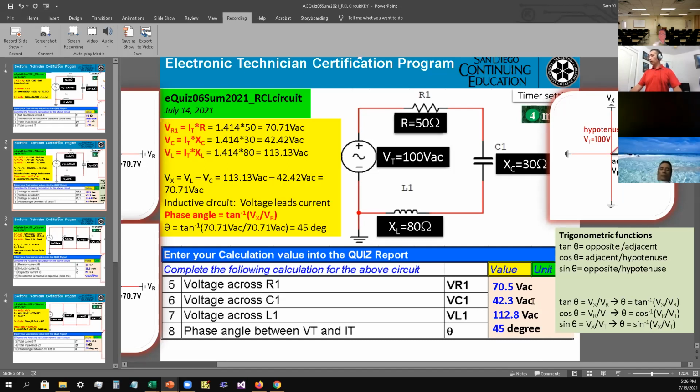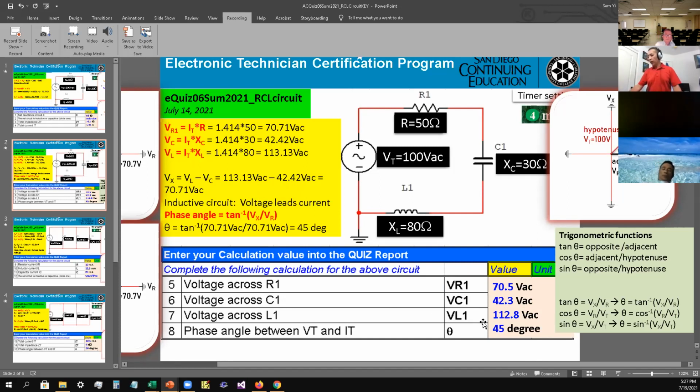That's fine. And then for XL, VL equals I total times XL, so 1.414 amps times 80 yields 113.13 VAC. So VL is approximately 112 to 113.